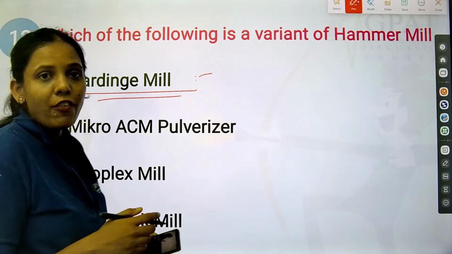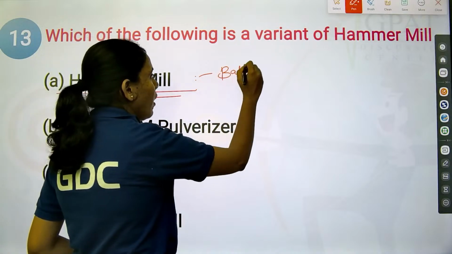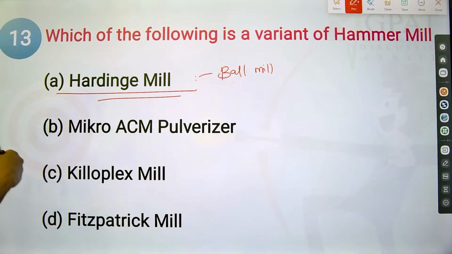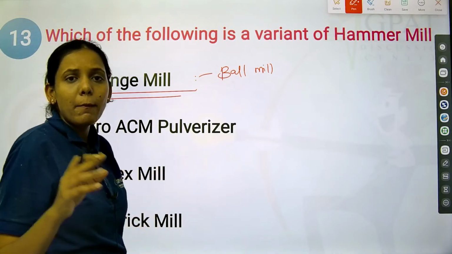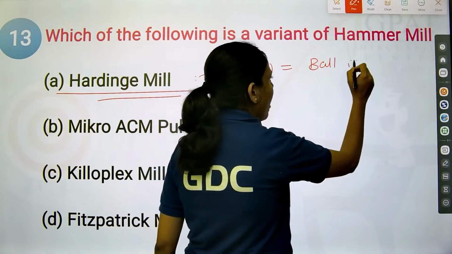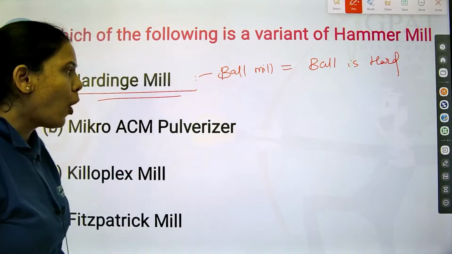So Hardinge mill is a variant of ball mill, right? Variant of ball mill is Hardinge mill. Okay, so you can remember ball is hard. Ball is hard. So this trick you can remember. That is, Hardinge mill is a variant of ball mill.